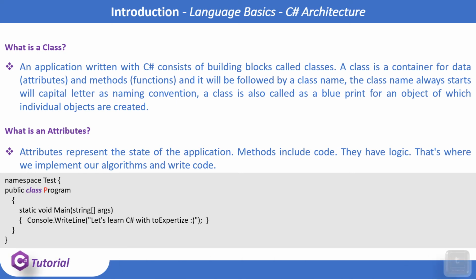What are attributes? Attributes represent the state of the application. Methods include code. They have logic. That's where we implement our algorithms and write code.